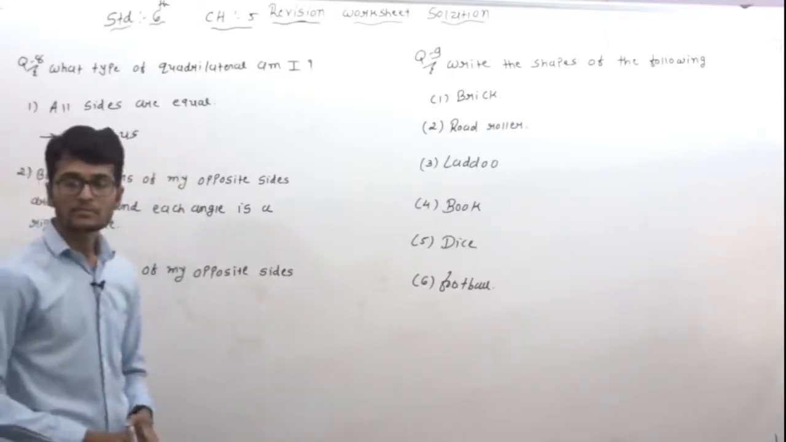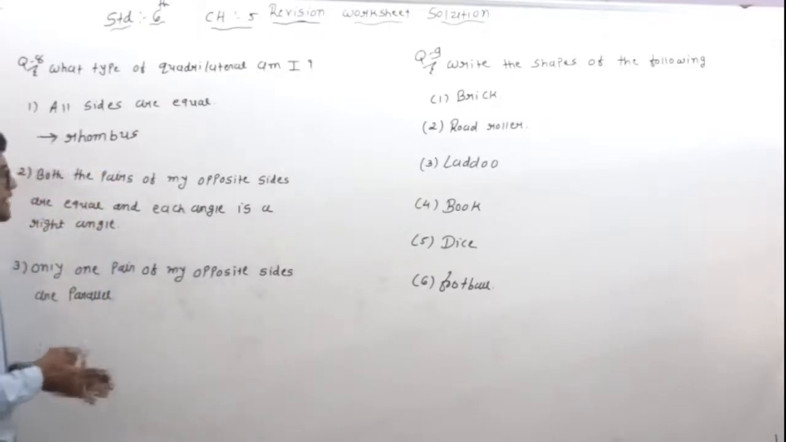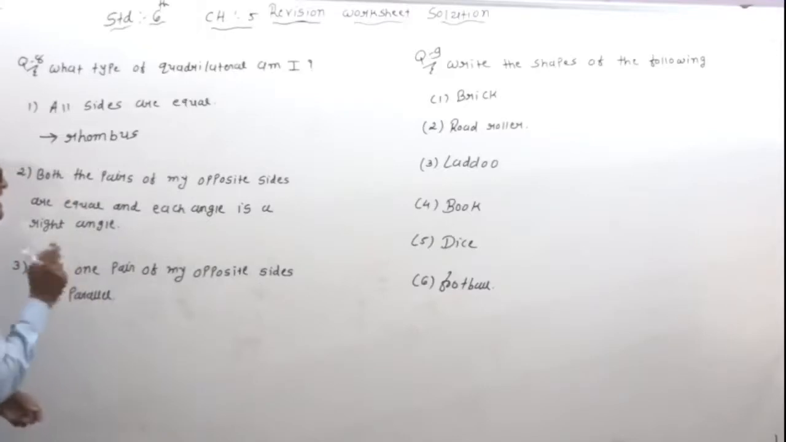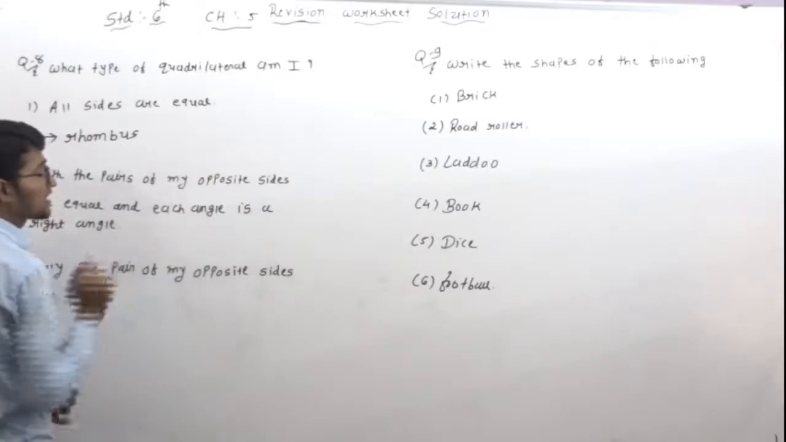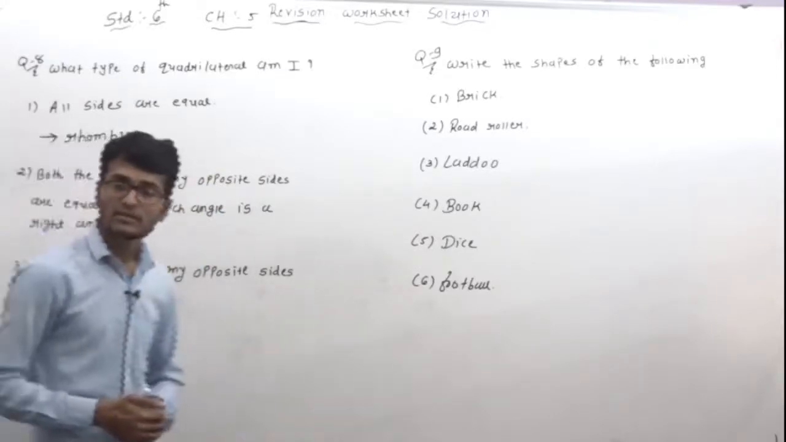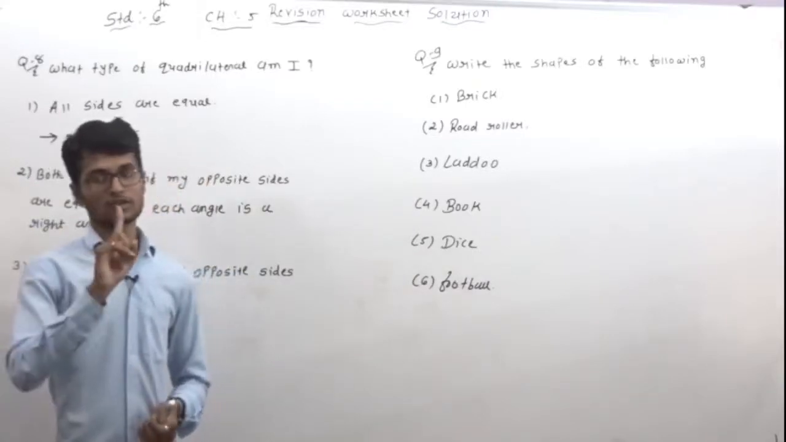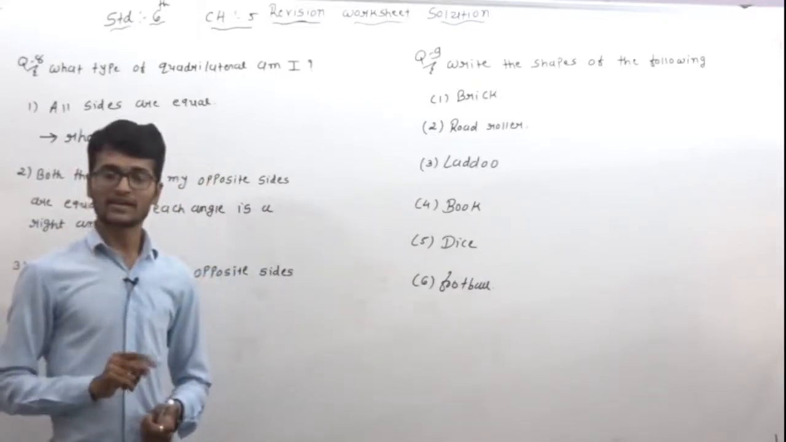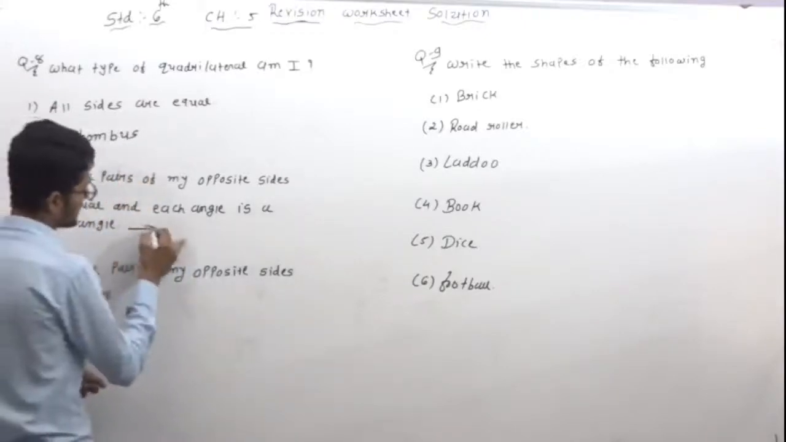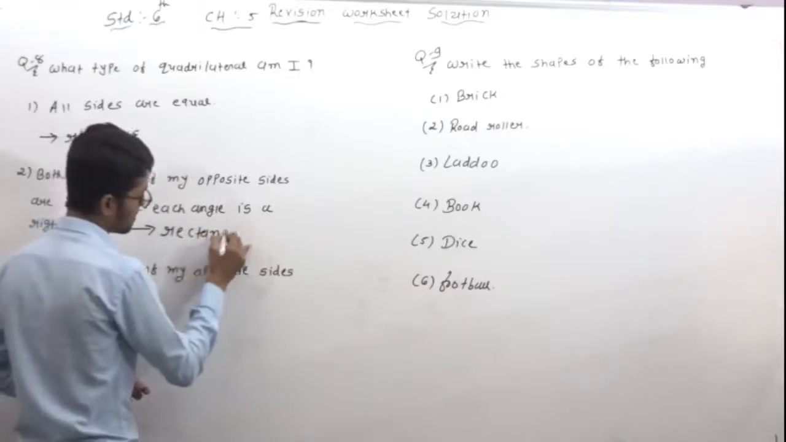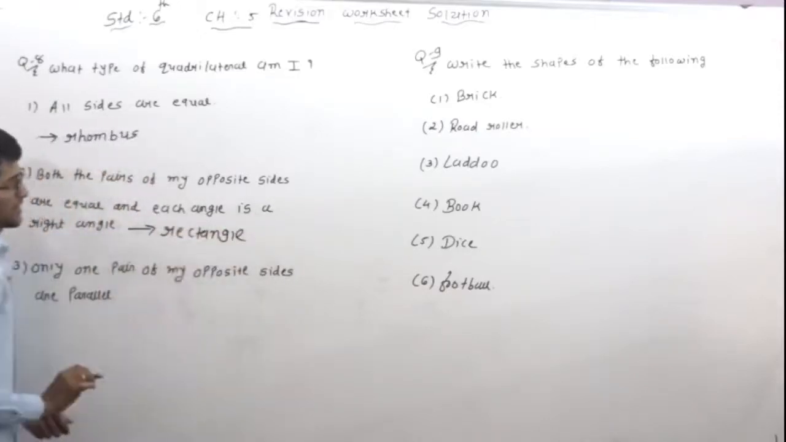Okay, understand? Next one: both pairs of my opposite sides are equal and each angle is a right angle. Opposite sides are equal and each angle is a right angle. Now which type of quadrilateral? The one in which opposite sides are the same and all angles are right angles. So this is only and only one quadrilateral. This quadrilateral name is the rectangle. See here, dear students, it is given that each angle is the right angle. So our answer is rectangle.